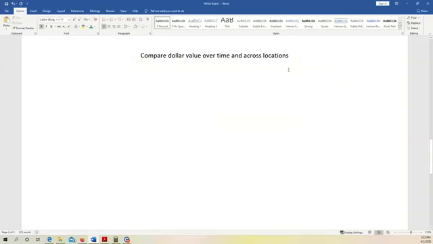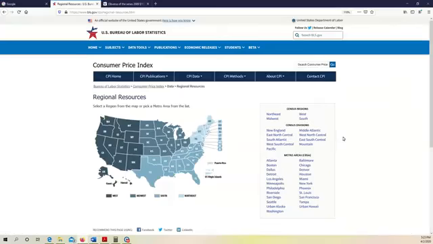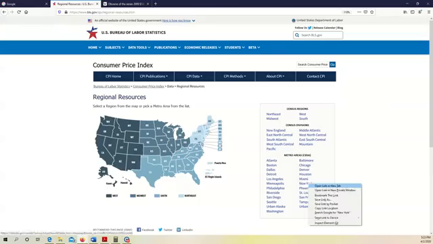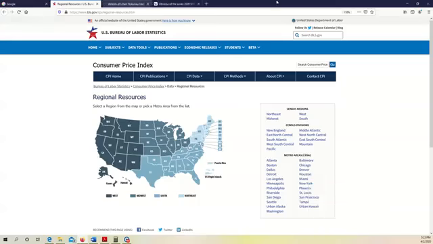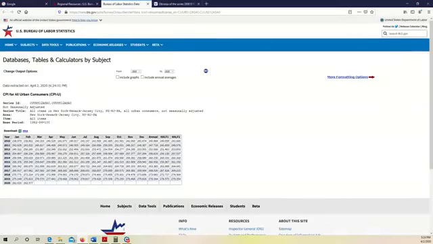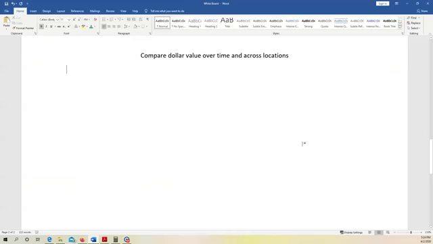How we can compare dollar value over time and across locations. Okay, so let me go to the BLS website. After giving you some basic idea about what CPI is and how to calculate CPI, for example, let me open New York City. This number in January 2020, 282, what does that mean? What can you think of CPI? You can think of CPI like this.